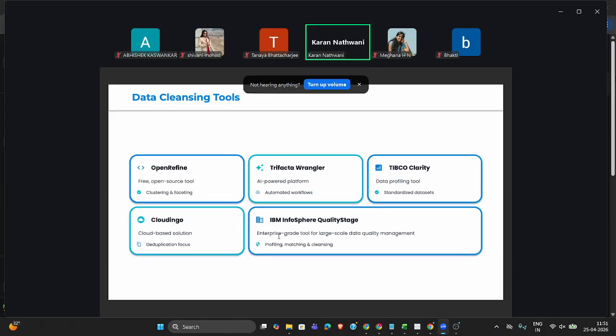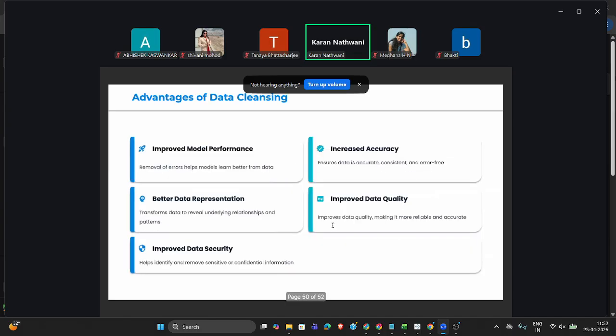Now there are certain tools available which you can be interested in. OpenRefine, a free open source tool, you can use that for your work. Trifacta Wrangler, an AI powered platform for data cleansing. TIBCO Clarity, for standardizing datasets. CloudIngo, a cloud-based solution, and IBM InfoSphere QualityStage. These are certain tools which are freely available, but the first one is open source. For others, maybe you have to pay a certain amount.